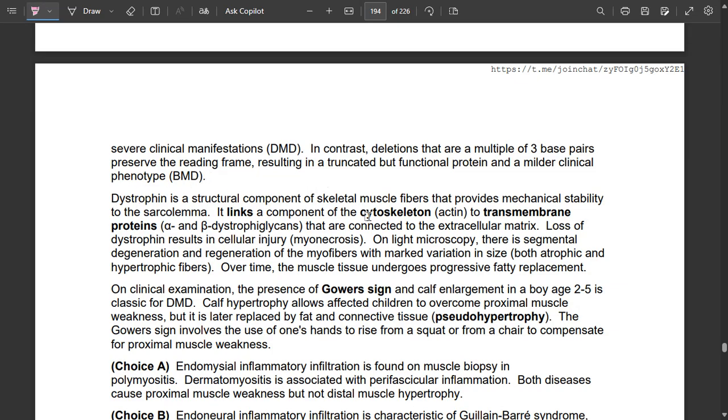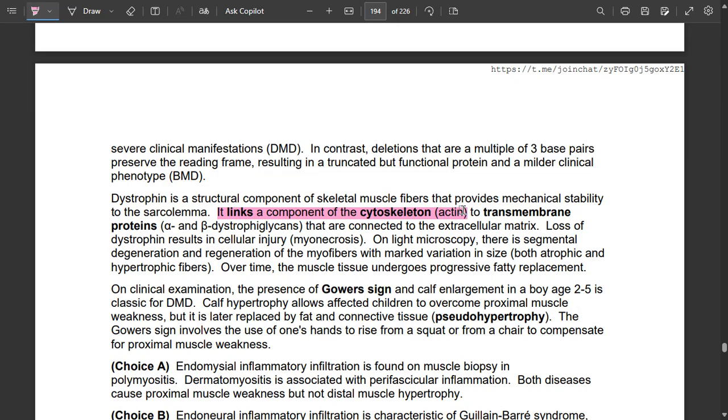Dystrophin is a structural component of skeletal muscle fiber that provides mechanical stability to the sarcolemma. It links a component of the cytoskeleton, that is actin, to the transmembrane proteins alpha and beta dystroglycans. So transmembrane proteins like dystroglycans and actin are linked by dystrophin. They are connected to the extracellular matrix.